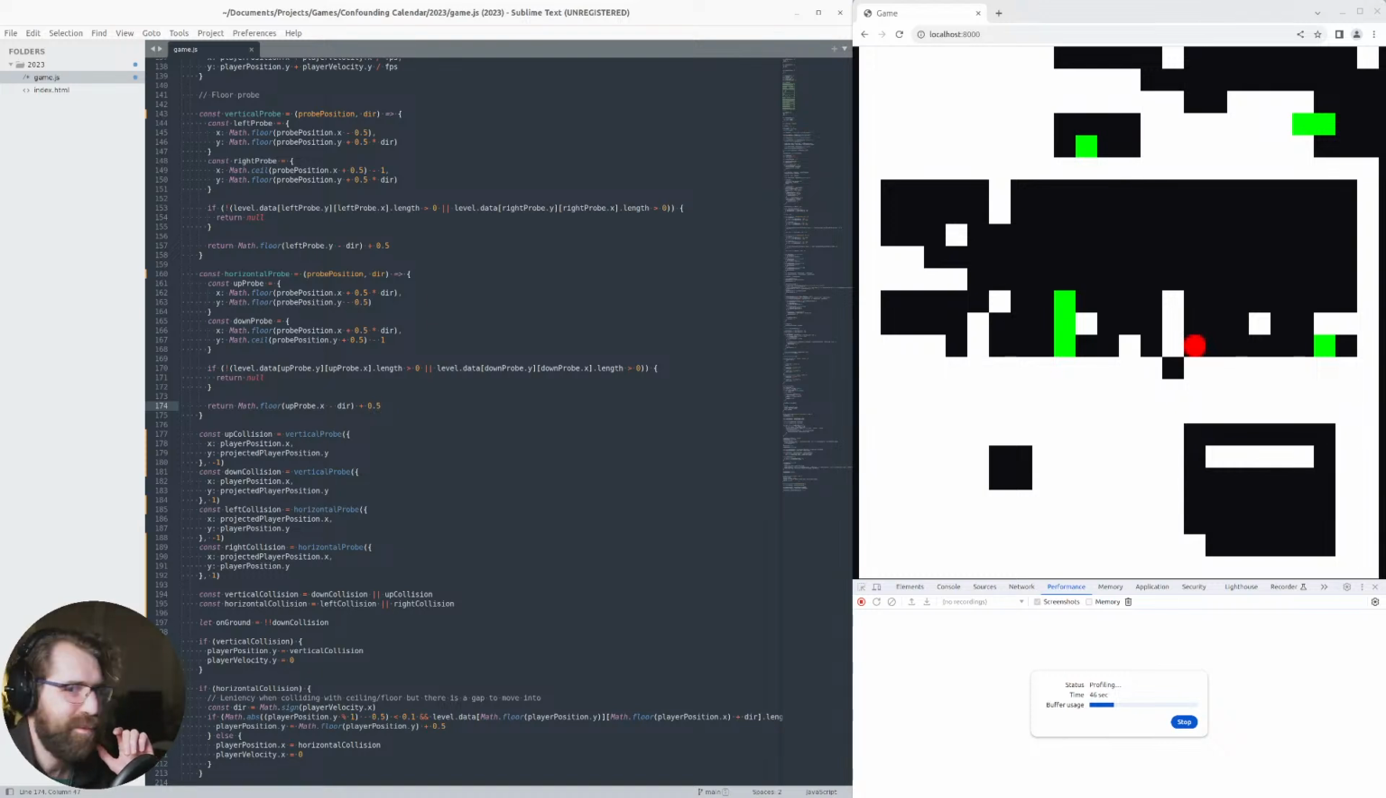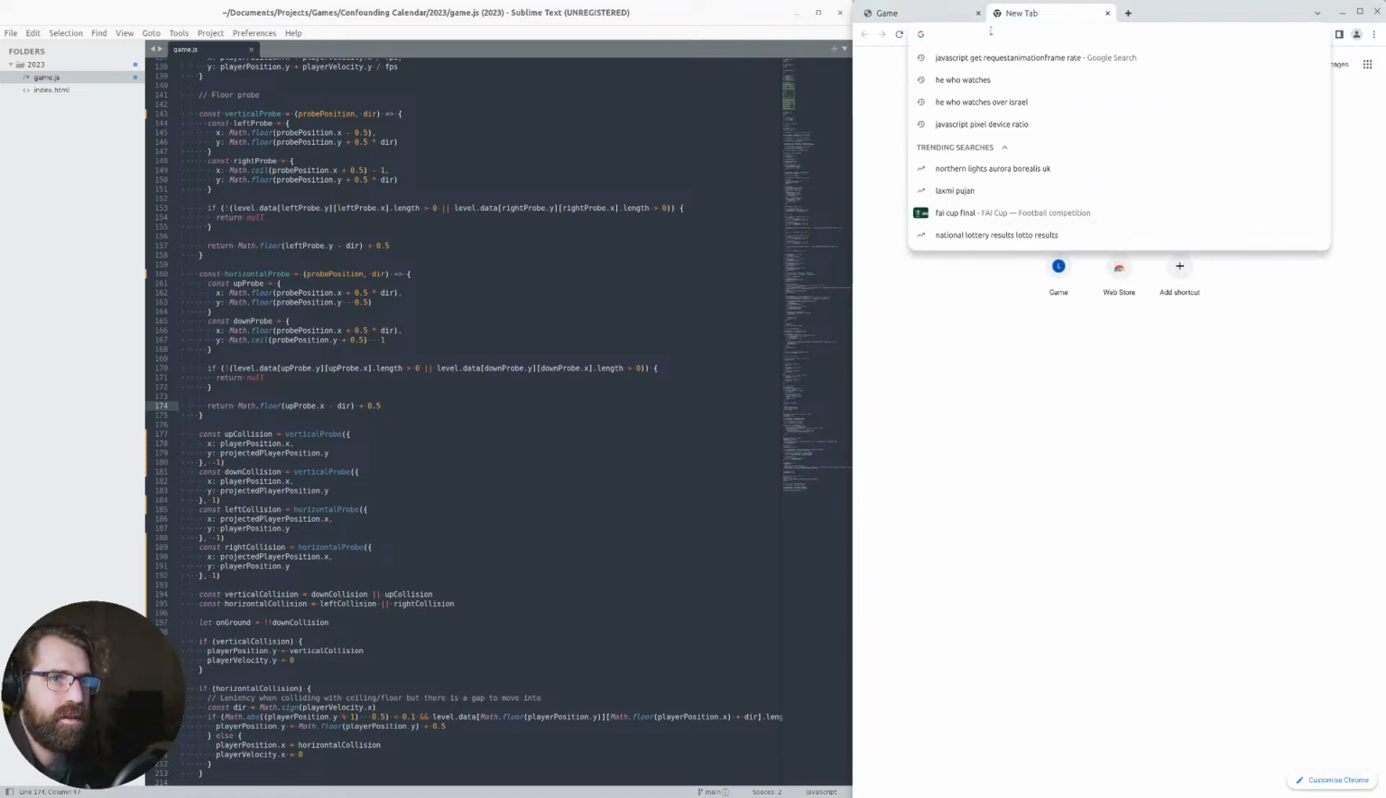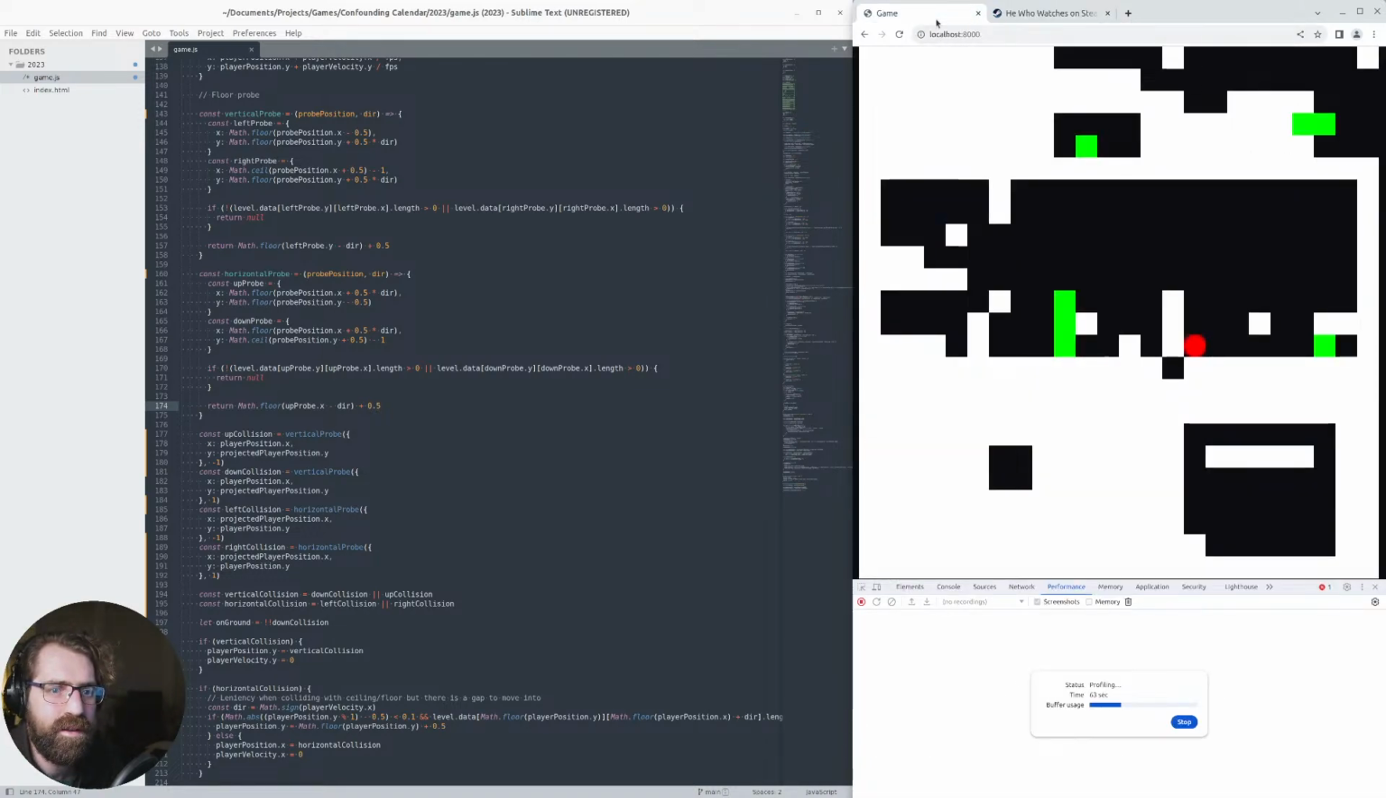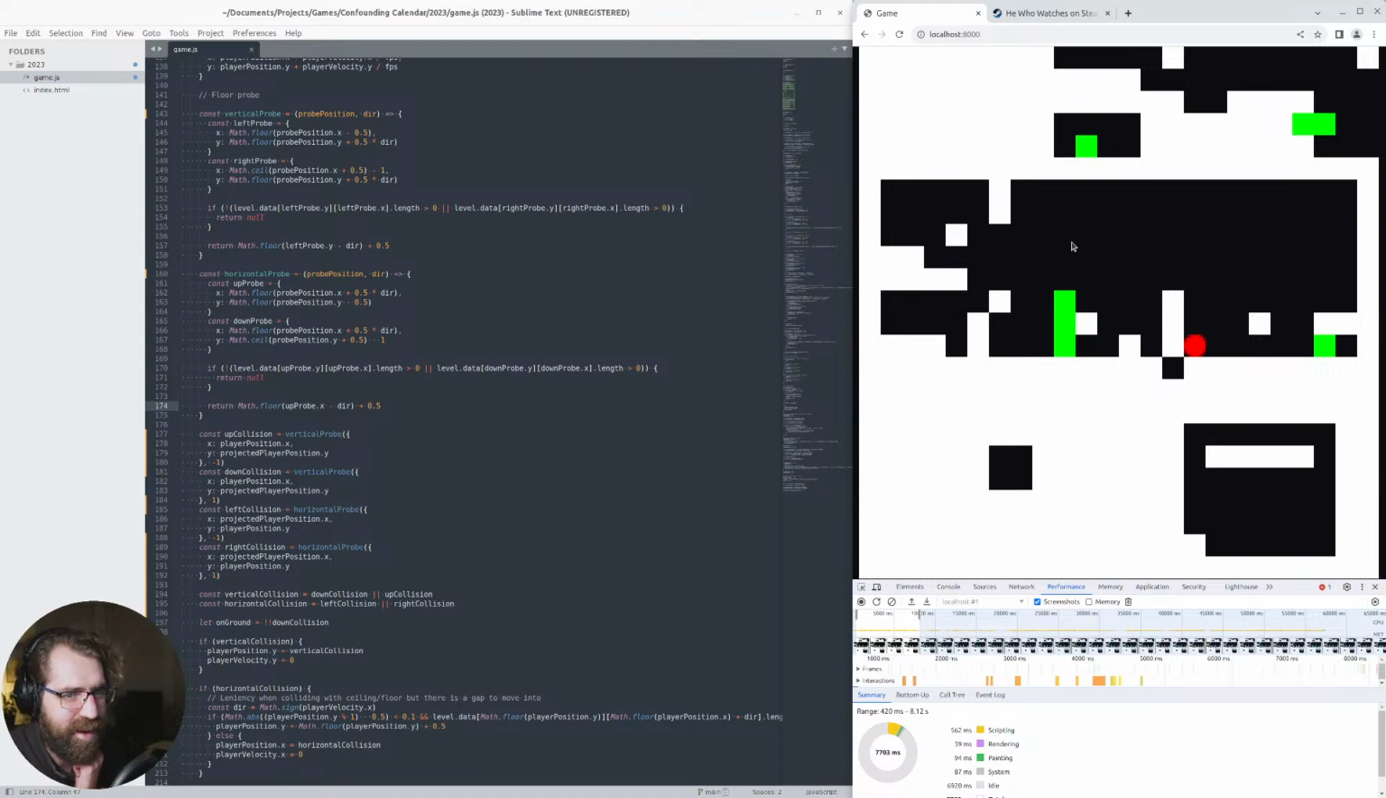Which makes it sound like maybe Chrome is having a bit of a hiccup. Let's do something else in Chrome, or what if I just do something in this tab, like go look at the He Who Watches page again. Let's stop this. It probably is a slow frame, and I should probably just make my probes not frame rate dependent. That makes sense, right?